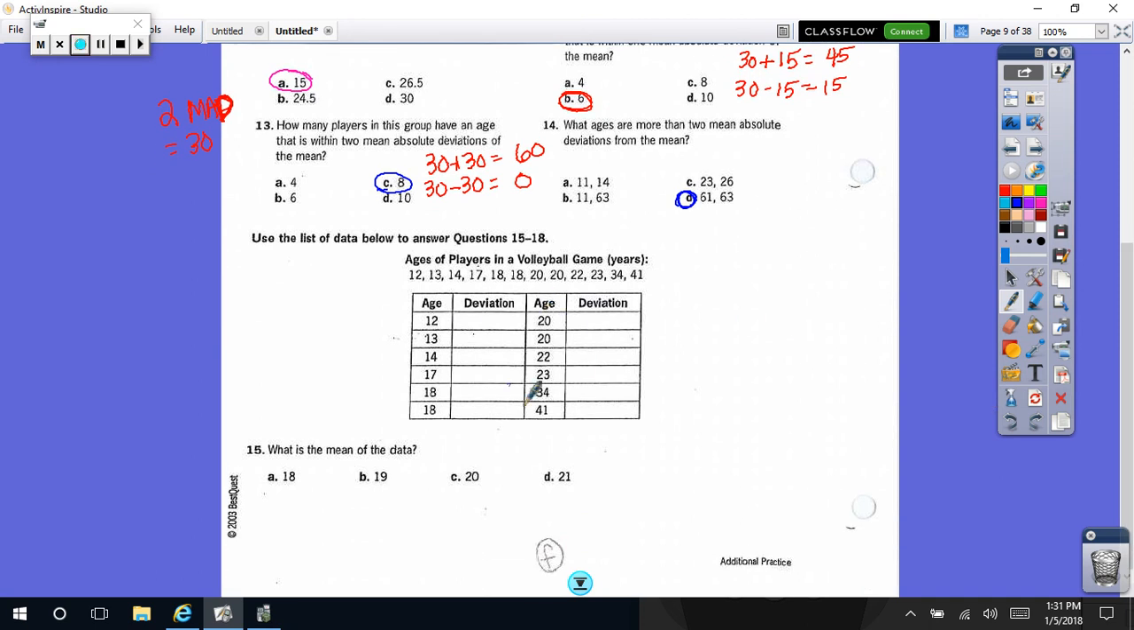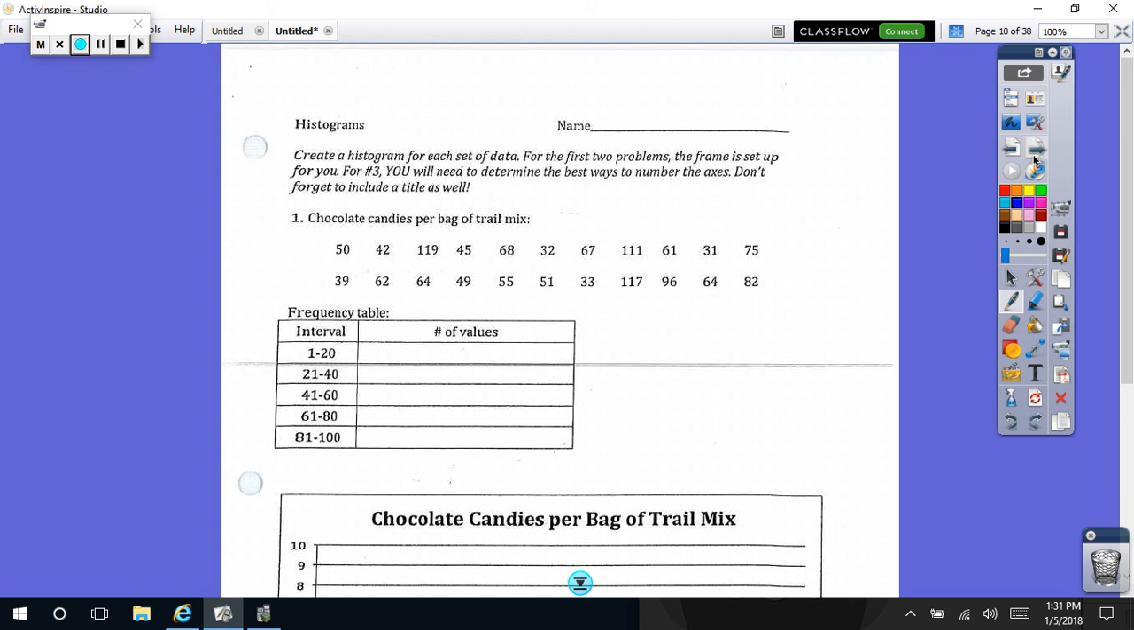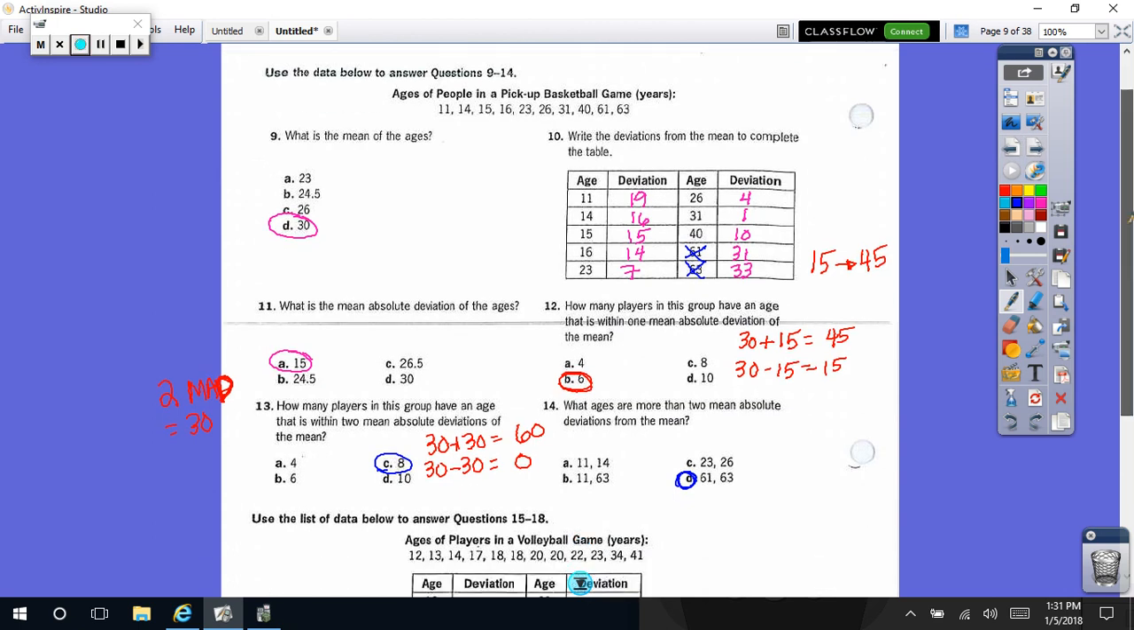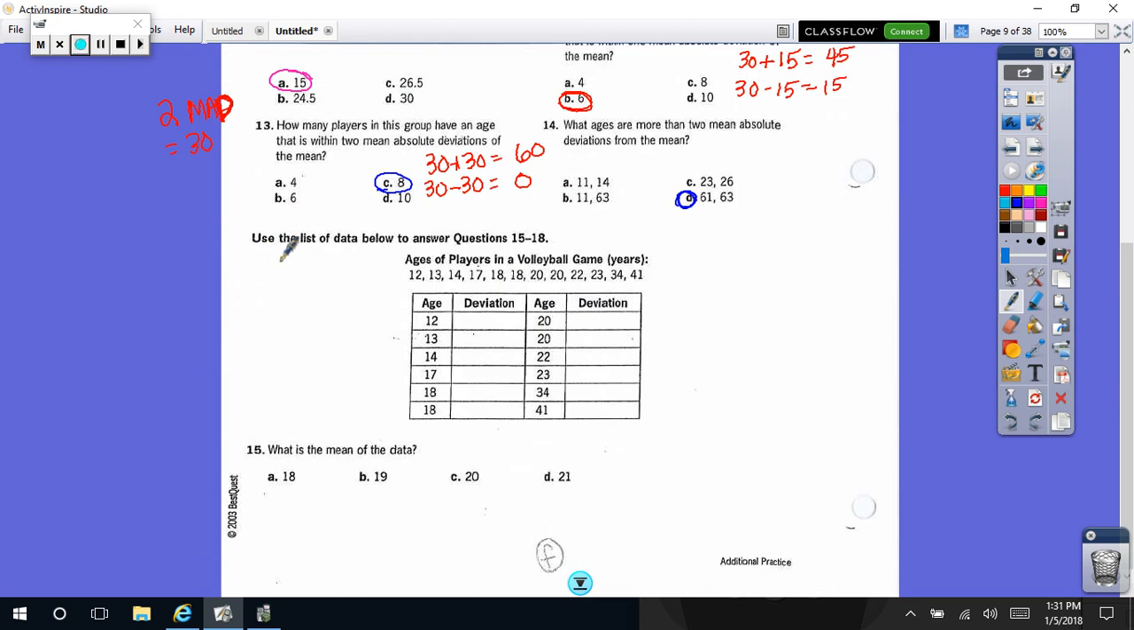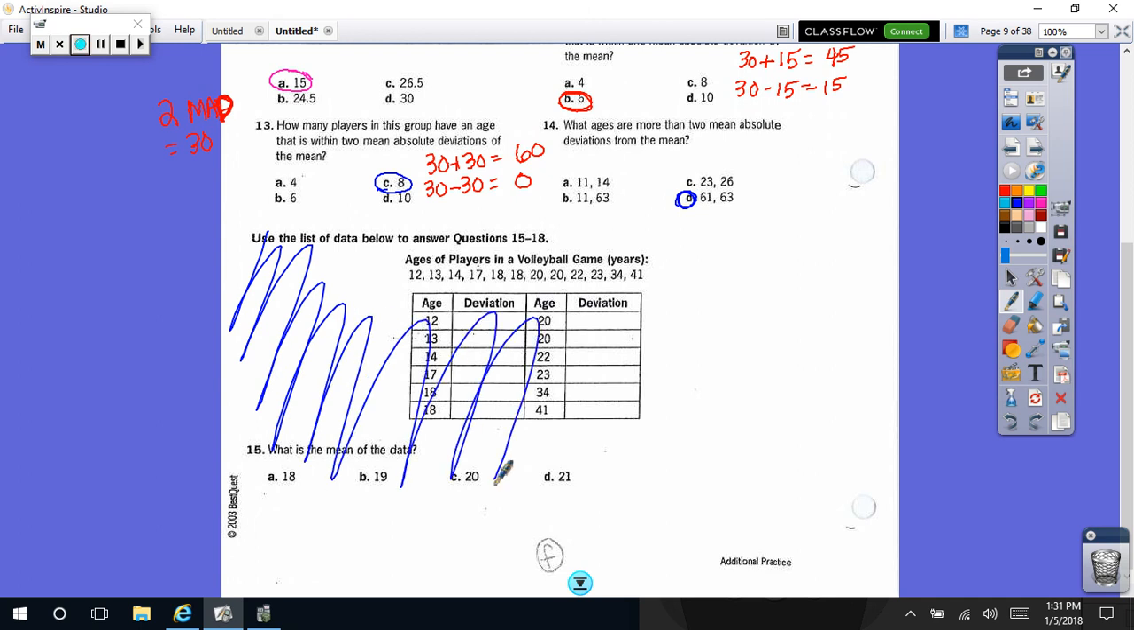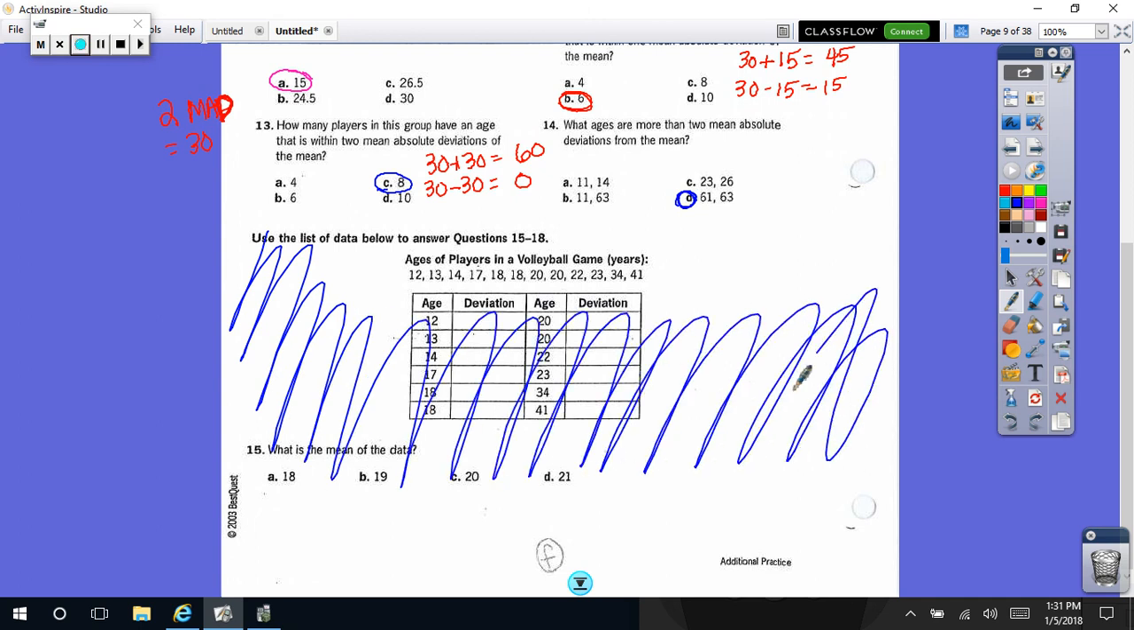Okay, volleyball players. All it wants you to do for this one, oh wait, I think it goes on to the next page, doesn't it? No, it does not. Let's actually skip this one, just because we're missing all the questions. Let's skip this one and move on to the next page.